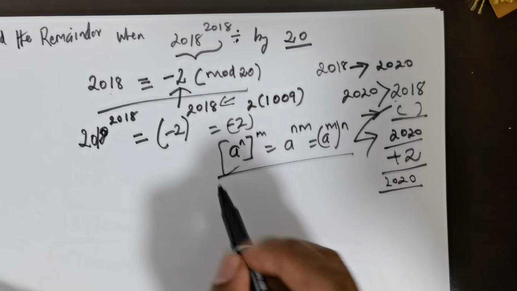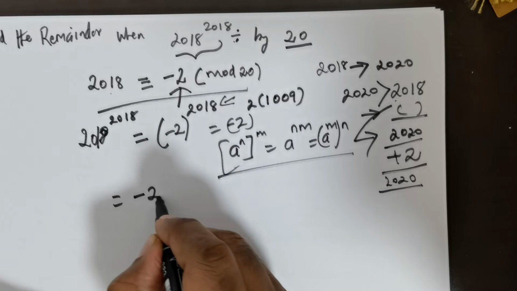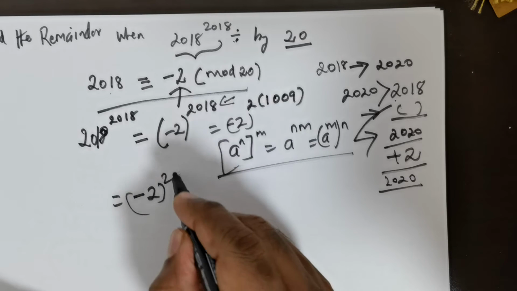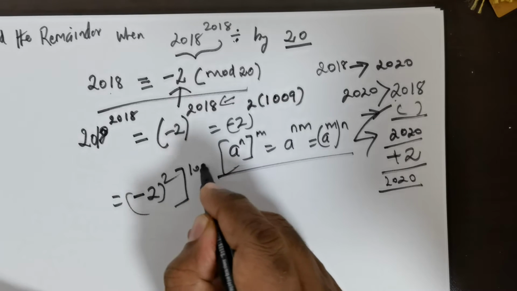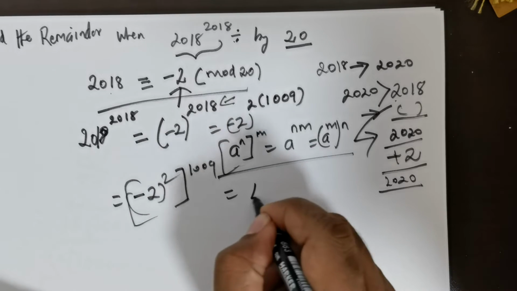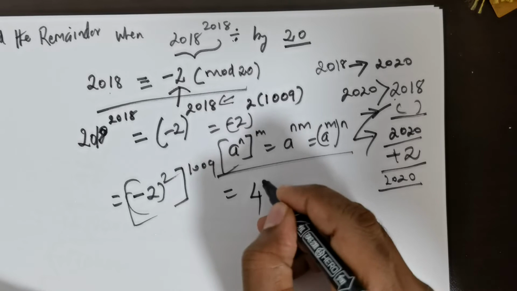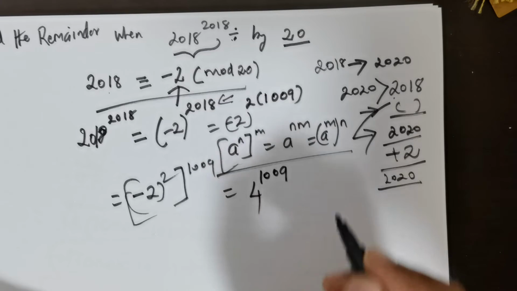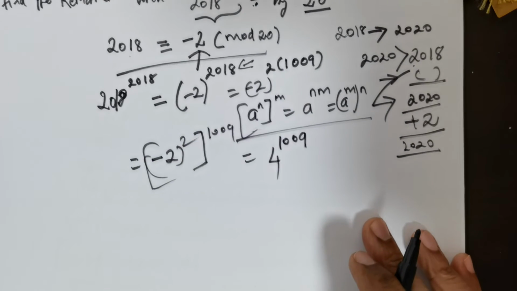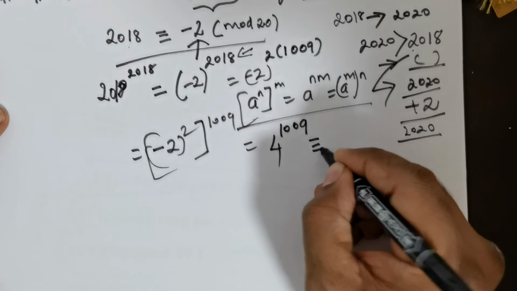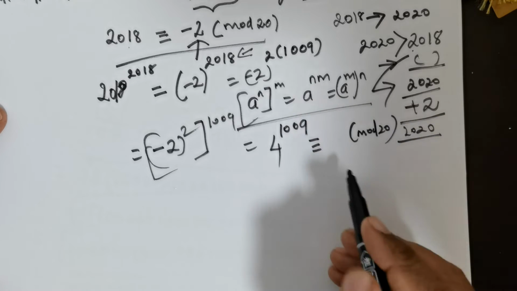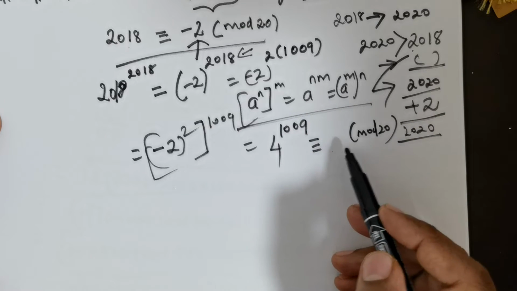So this quantity over here is going to be rewritten as negative 2 raised to the power of 2, which in turn is raised to the power of 1009. Negative 2 raised to the power of 2, what would you get? That's going to be 4. This is raised to the power of 1009. Okay, fair enough. Now go back here. You need to divide this by mod 20 and get the remainder. That is what the question wants.